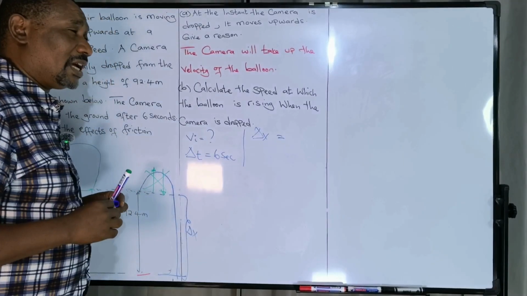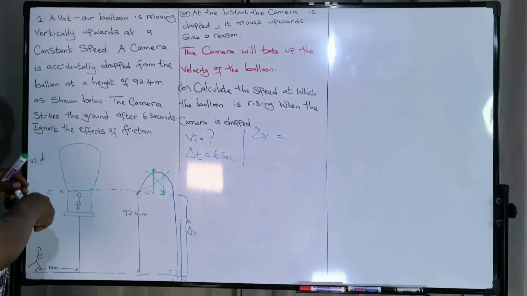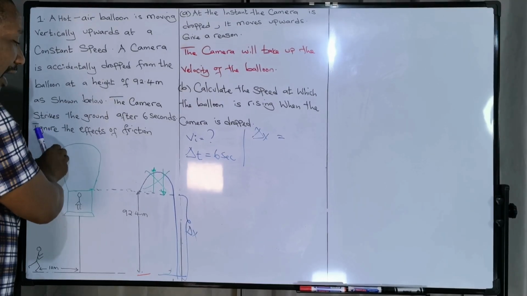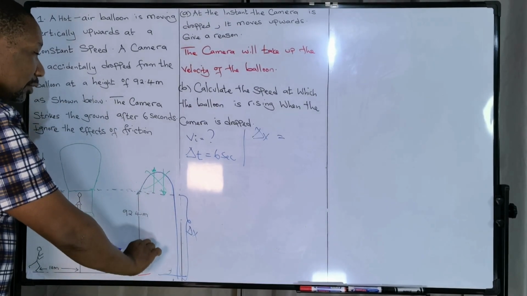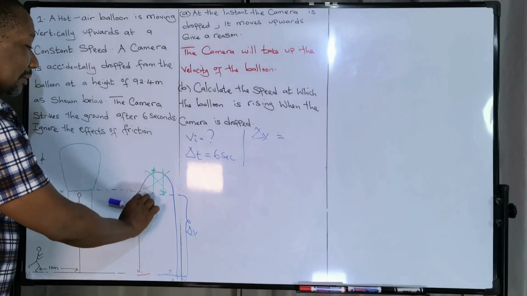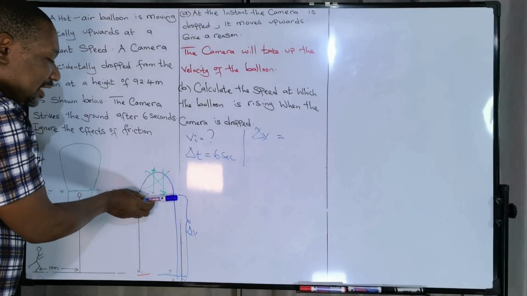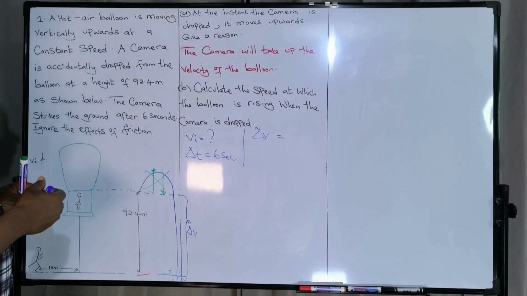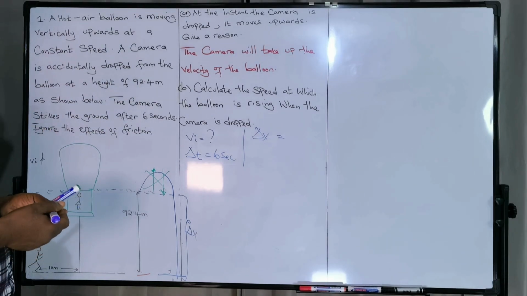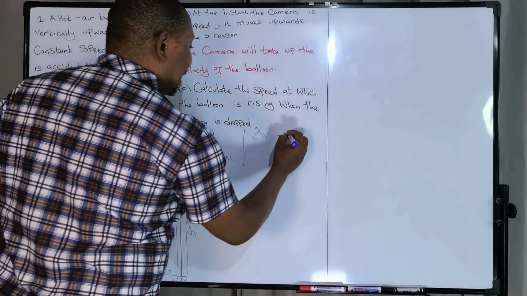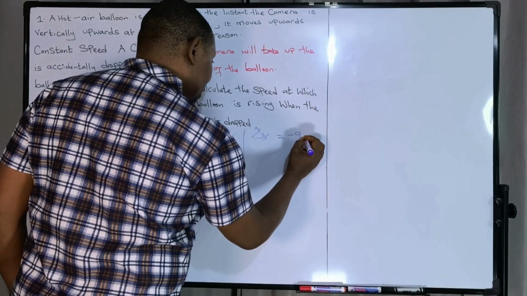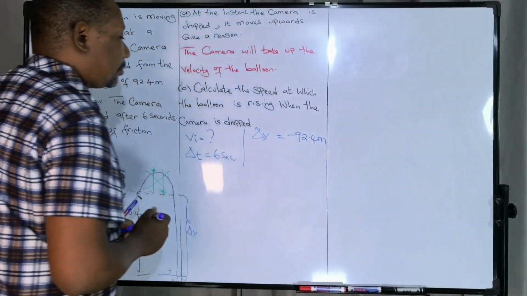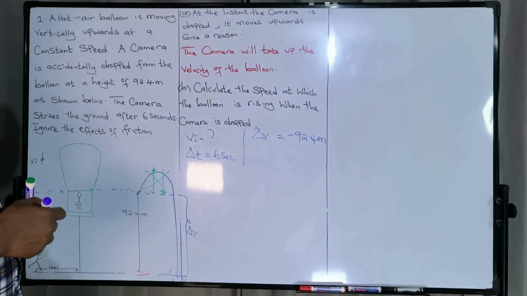But there's something tricky about it. You have to remember that we took upward positive, and our displacement is below point of projection. So under that circumstance, if the displacement is below point of projection and you took upward positive, the displacement is negative. So our displacement is going to be negative 92.4 meters. Okay, what else do we know?